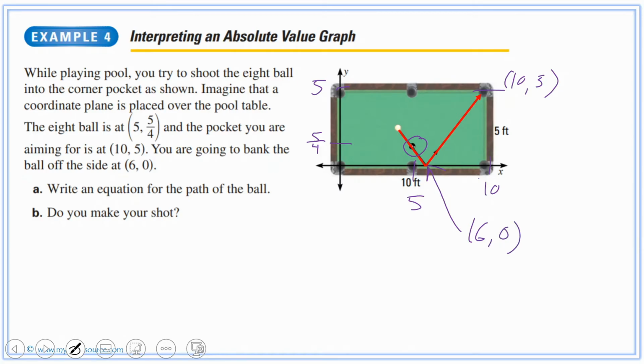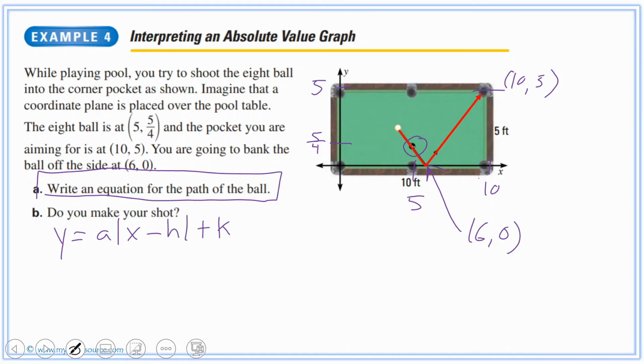All right, so now that we have a basic idea, we're going to write an equation for the path of the ball. Remember, the standard form is y equals a times the quantity x minus h, plus k, where h and k are the vertex. So where's the vertex in this graph? Well, this is our vertex, 6 and 0. So that's going to be y equals a, that's our a value, times x minus 6, that's the h value, plus k, which is 0. You technically don't need that 0, but I'll write it here so you can see it. And now we need to determine what the a value is.